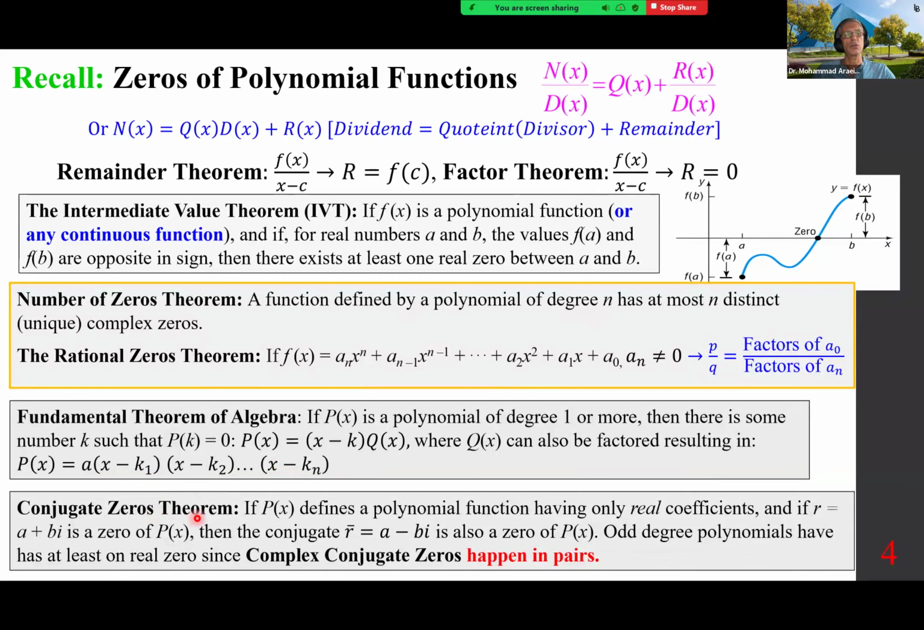Conjugate zero theorem. If p of x defines a polynomial function having only real valued coefficients, and if r equals a plus bi is a zero of p of x, then the conjugate r bar, a minus bi, is also a zero of p of x. Odd degree polynomials have at least one real zero, since complex conjugate zeros happen in pairs.